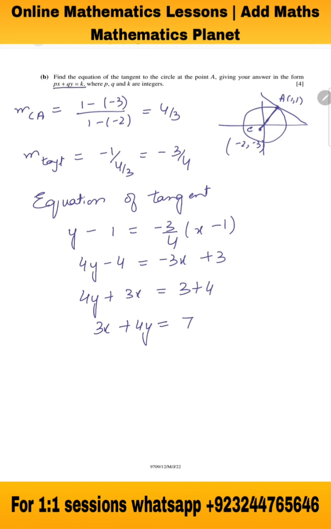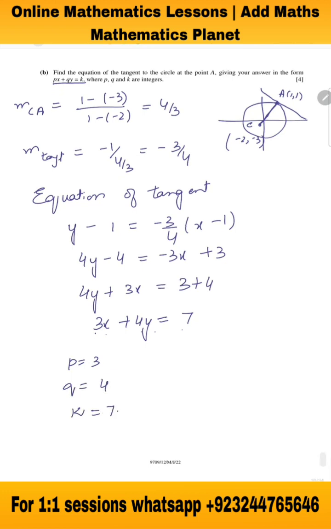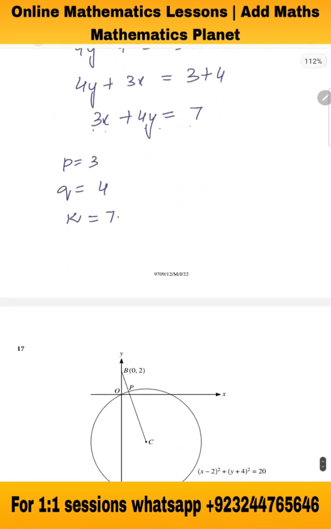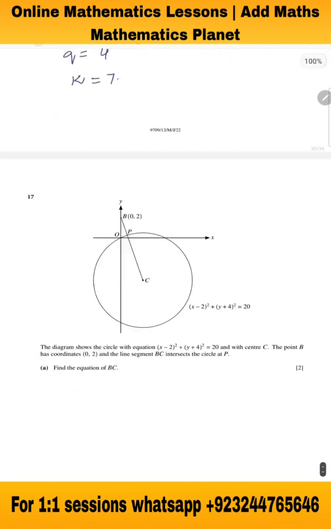So px plus qy is equal to k. What is p? P is equal to 3, q is equal to 4, k is equal to 7. Okay.